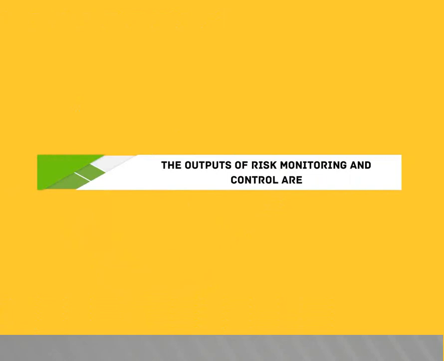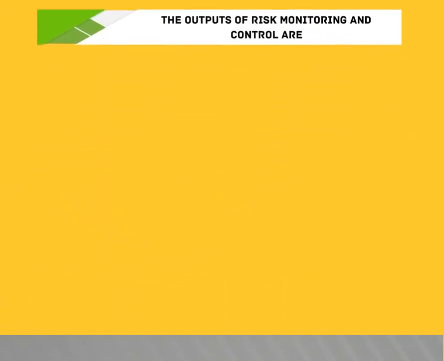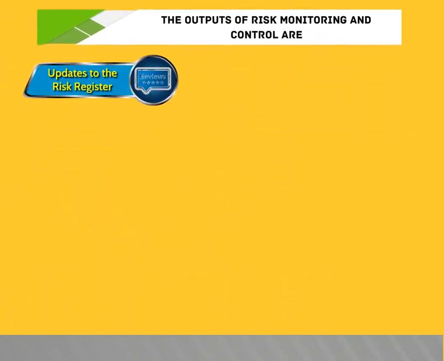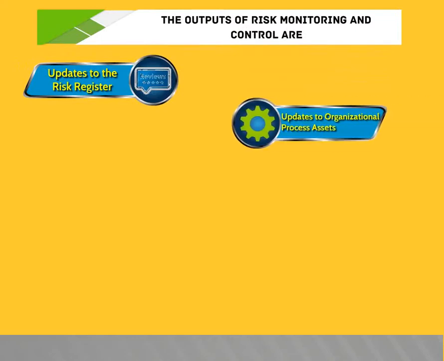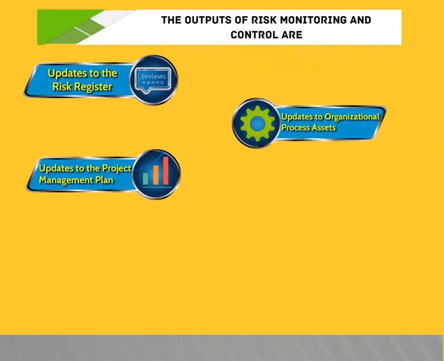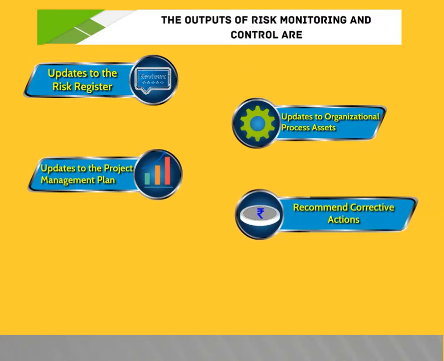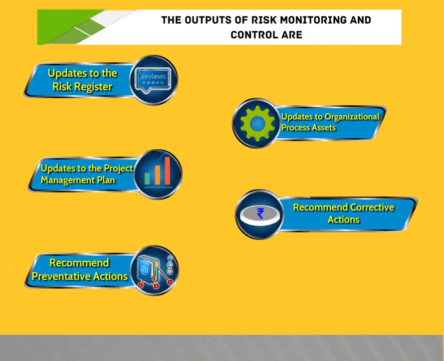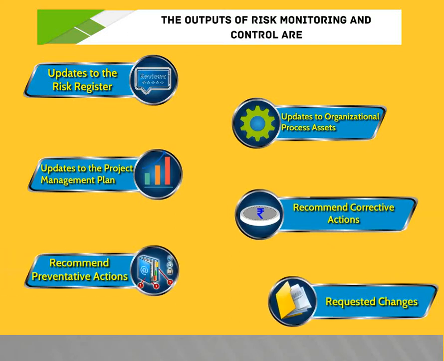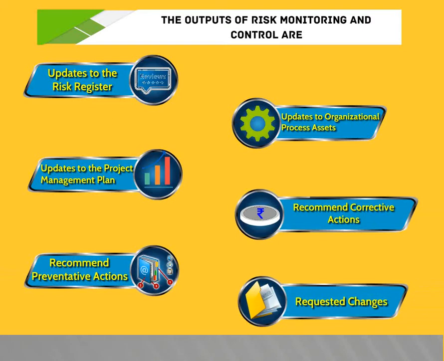The outputs of risk monitoring and control are updates to the risk register, updates to organizational process assets, updates to the project management plan, recommended corrective actions, recommended preventative actions, and requested changes. Updates to the risk register.